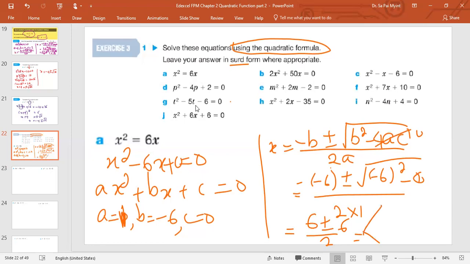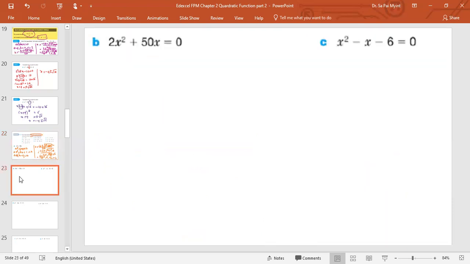There are 2 solutions. 6 plus 6 divided by 2 equals 6. 6 minus 6 divided by 2, that is 0 by 2, equals 0. So this is the solution for number 1A.